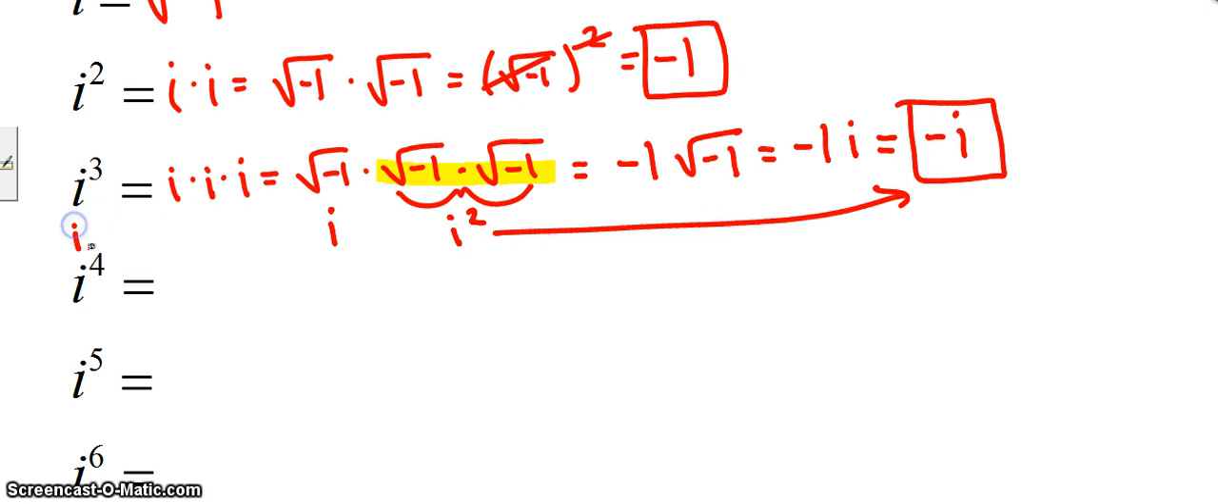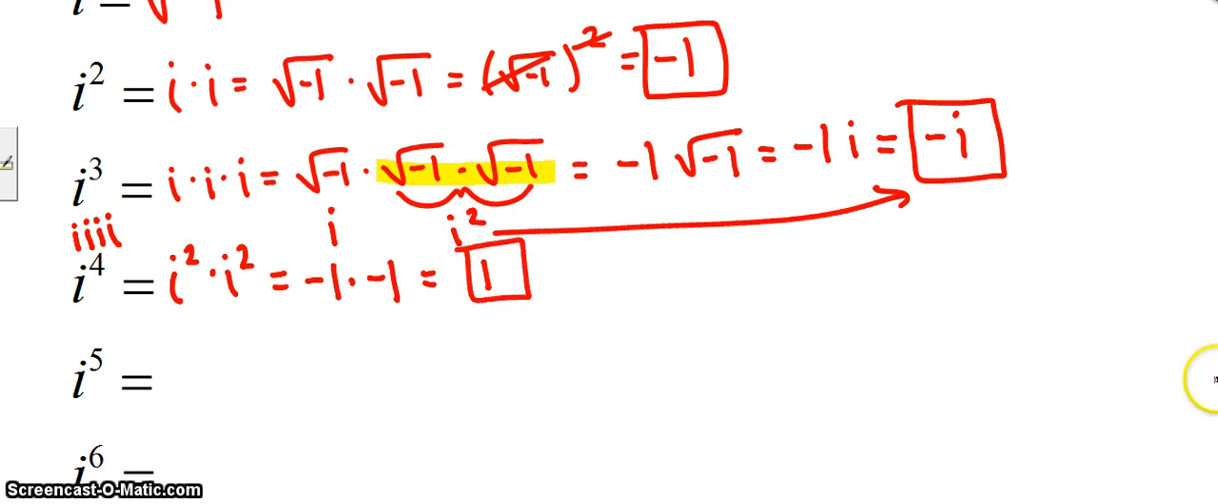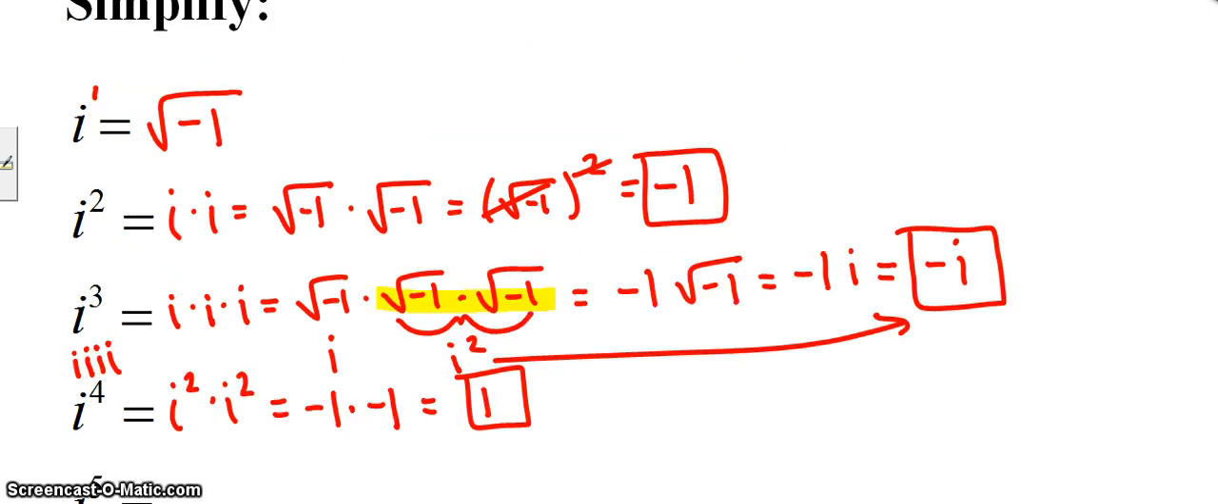I could expand this out as 4 i's, or I can break it down into pieces that I already know. I already know what i squared is. I could make this i squared times i squared, because remember, when you multiply, you add those exponents. And we know from above that i squared is equal to -1. So really, this is -1 times -1, which is just 1. So i is defined as the square root of -1, i squared is -1, i cubed is -i, and i to the fourth is positive 1.